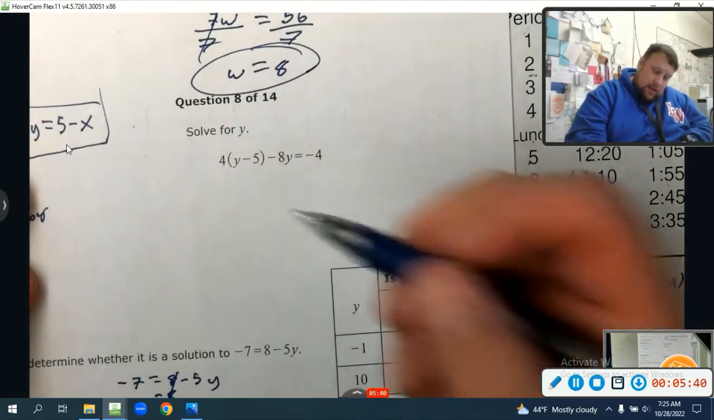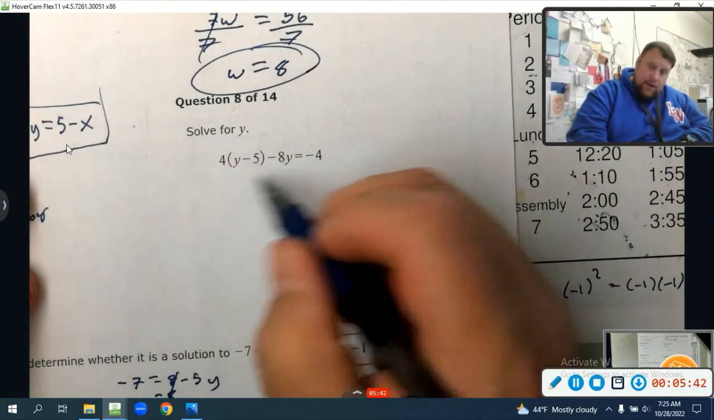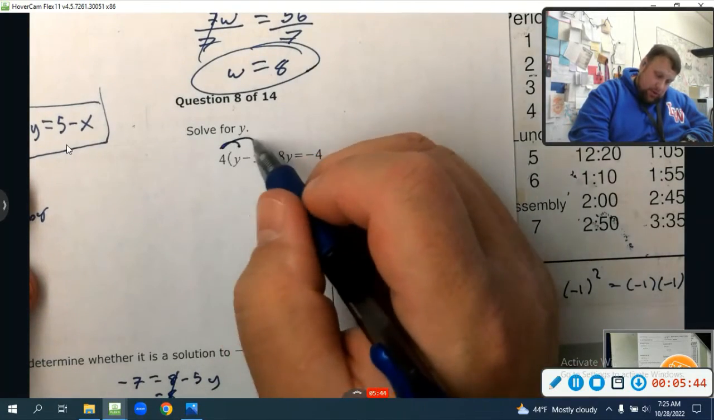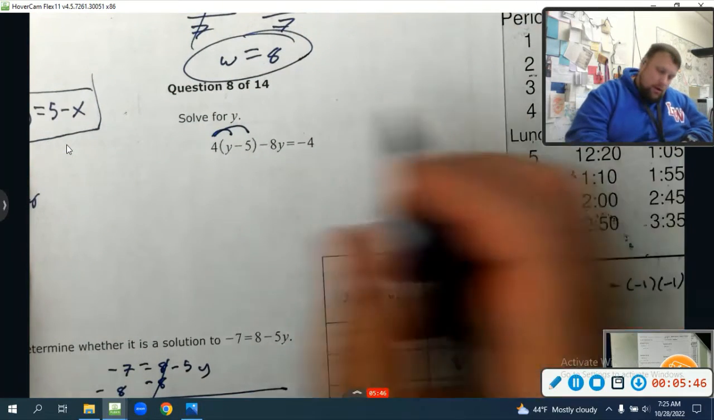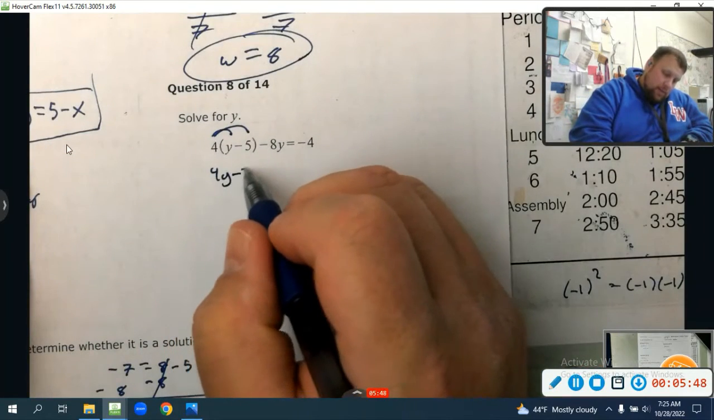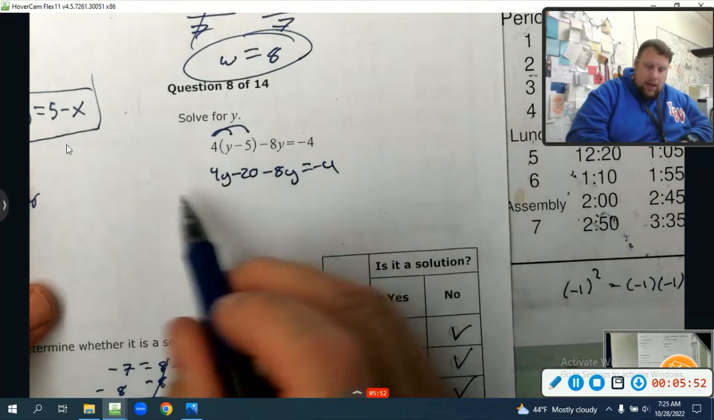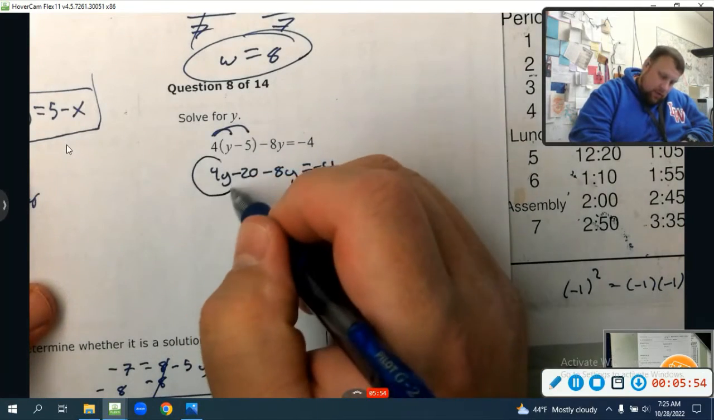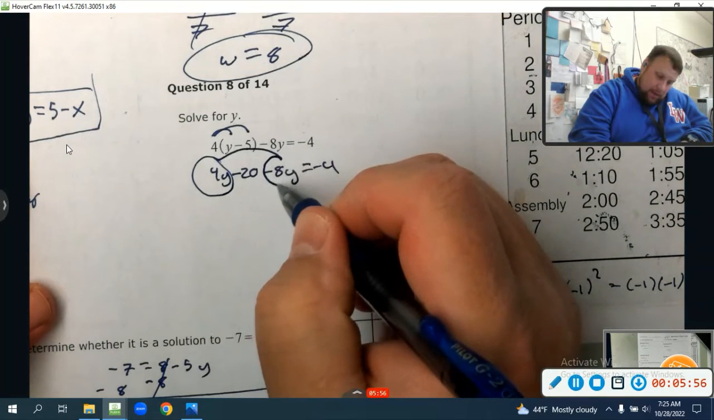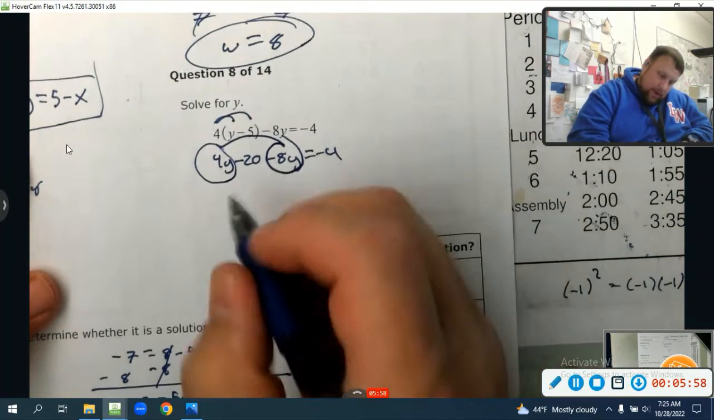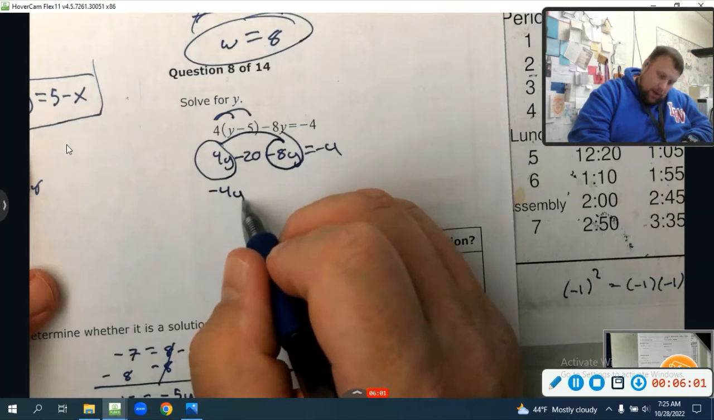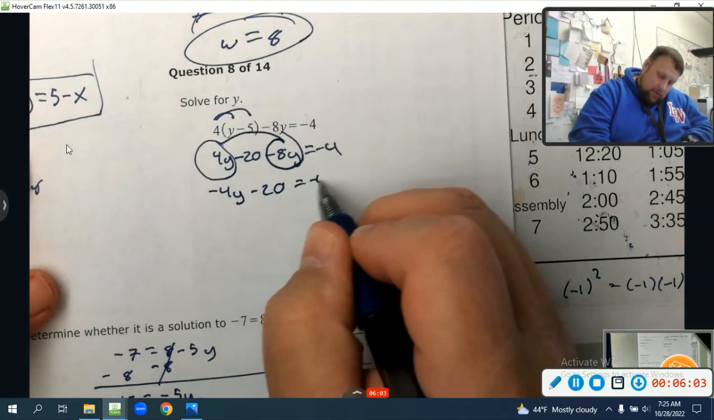Last but not least, on this page anyway, we got to distribute first. Boom, distribute. Everybody say distribute. We're going to end up with 4y minus 20 minus 8y equals negative 4. Can I combine any like terms? Absolutely, 4y. And I've got minus 8y right here. And that's going to end up giving me what? Negative 4y minus 20 equals negative 4.